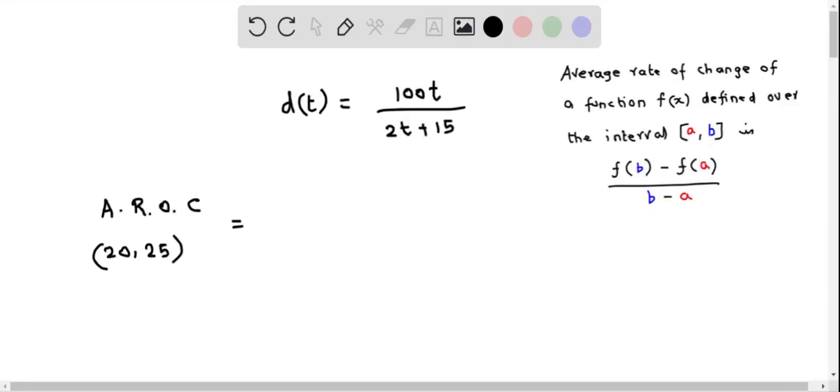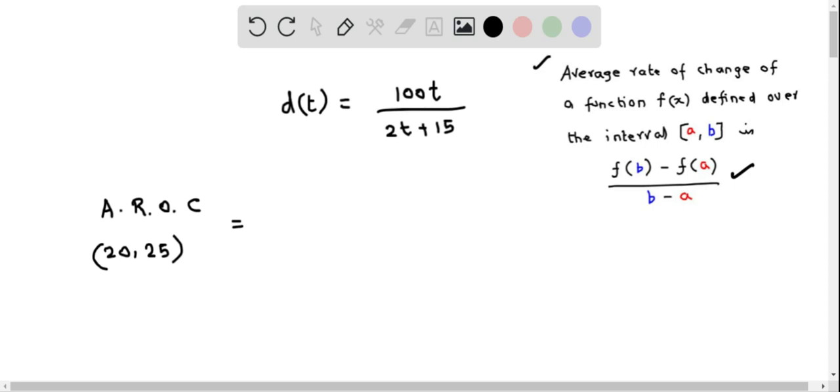We now determine the average rate of change of the function d of t given by 100t over 2t plus 15. So we use the definition of the average rate of change of a function f of x defined over the interval a comma b, which is f of b minus f of a over b minus a.